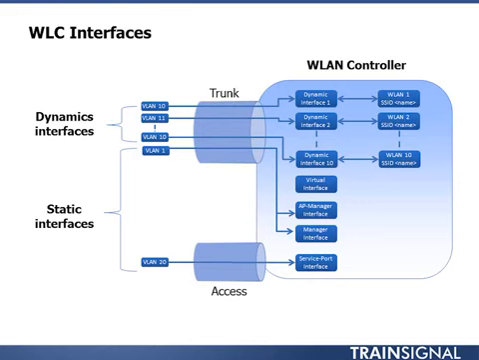Now you can see here there are static interfaces and dynamic interfaces. On the static interfaces there are two: the management interface and the AP manager interface. The management interface is used for in-band management, say for instance if you wanted to do authentication services. When you connect to the wireless LAN controller with a GUI interface to do your configuration, you will use the IP address that's assigned to the management interface.